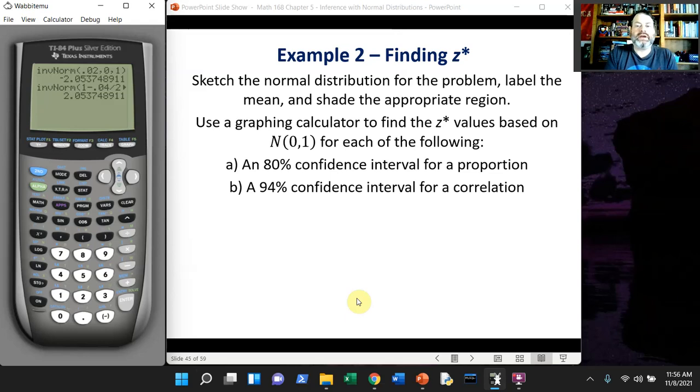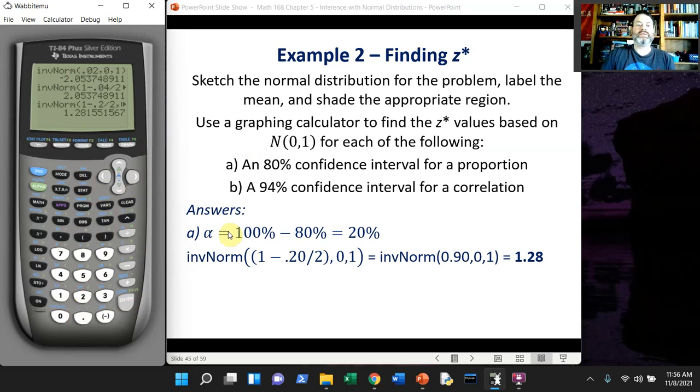So let's do an 80% confidence interval for proportion. So think about it. How much is on the left side? If 80% is in the middle, how much is on the left? Or if you want to use the formula, that's fine too. So I'm going to go ahead and use the formula. So 100% minus 80% is 20%, so that's 0.2. So I type in 1 minus 0.2 divided by 2, and you get 1.28.